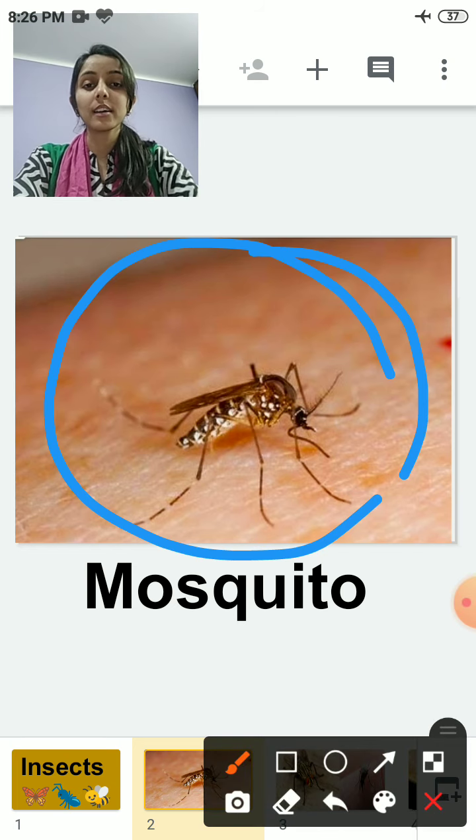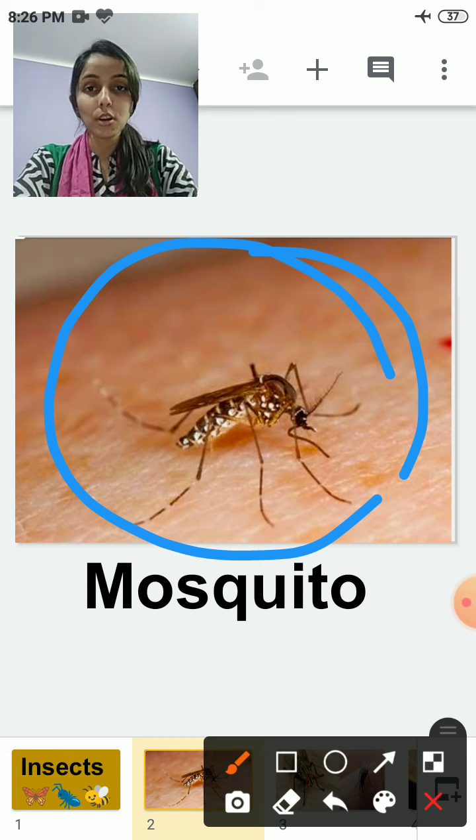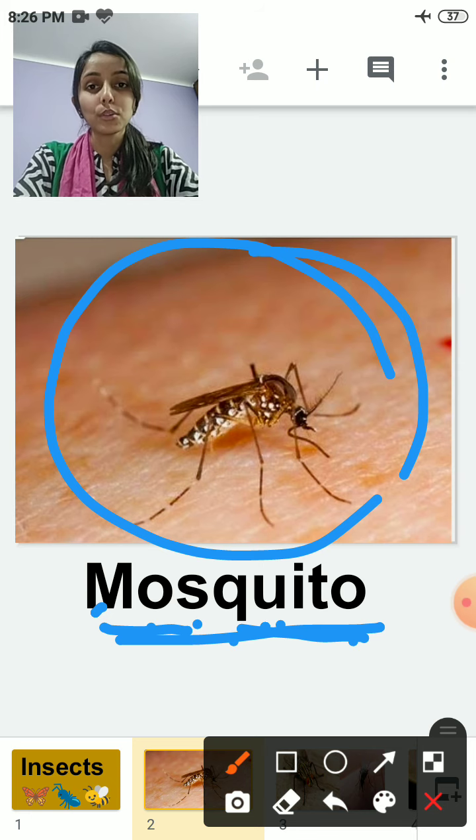What is this, children? This is a mosquito. Have you seen a mosquito? Yes, I know you all have seen a mosquito. M O S Q U I T O. Mosquito.